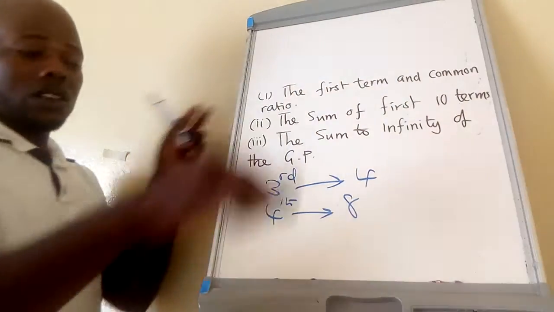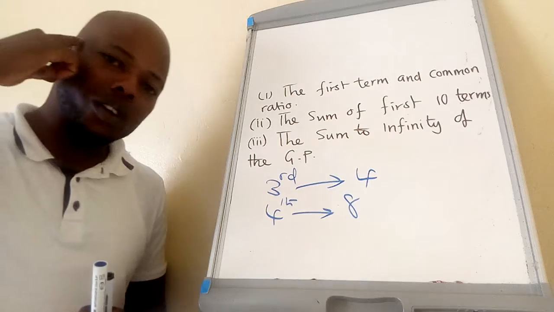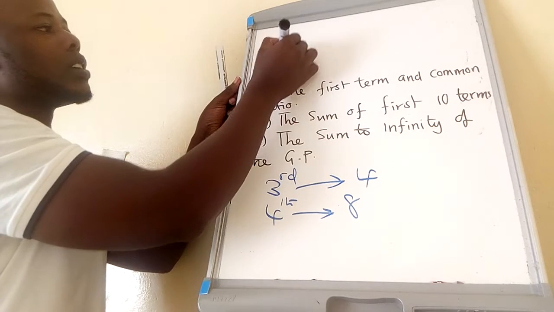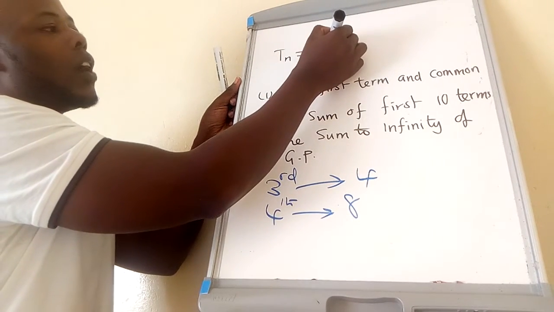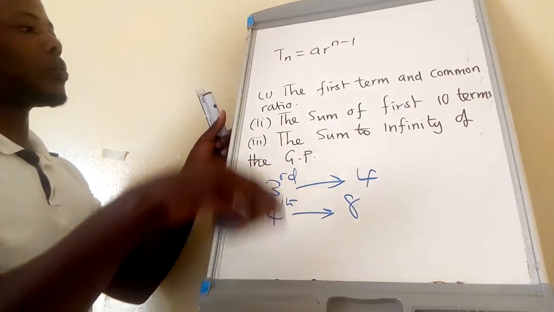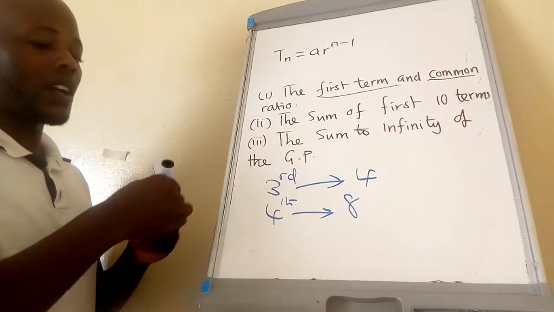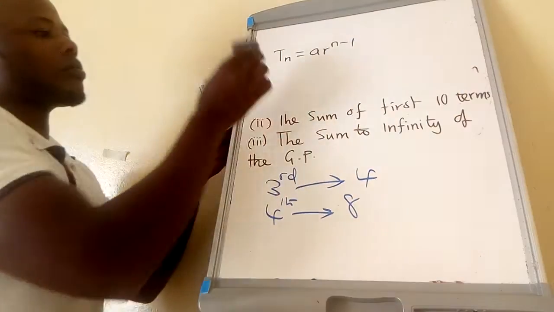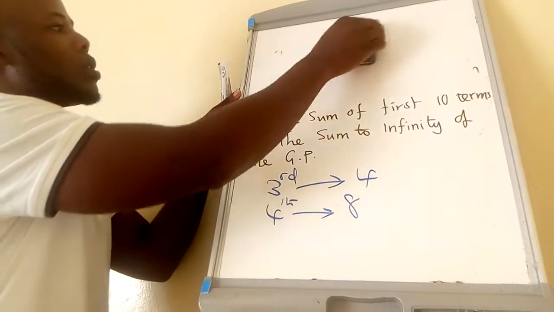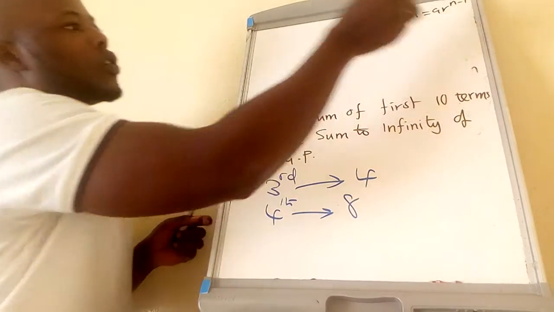Once you hear something like this, once you hear talking about terms, what should come to your mind first is the term formula. So how does it look? We say T sub n is equal to A R to the power n minus 1. This is very important. This is what we need to use. Since we are finding the first term, which is A, and the common ratio, which is R, let me write the formula here. We have to remember it.